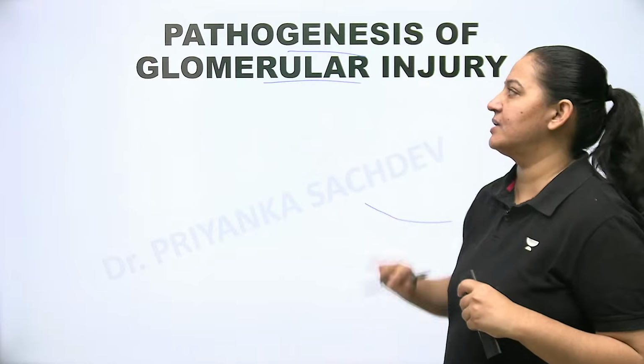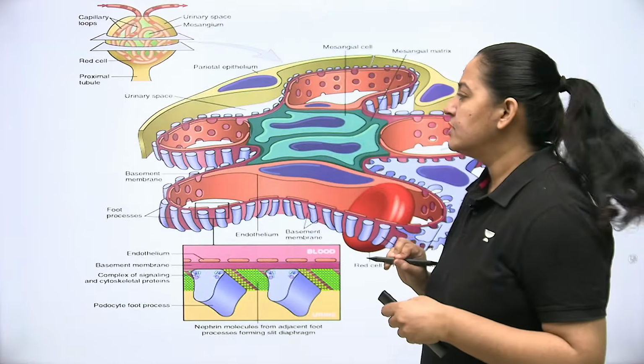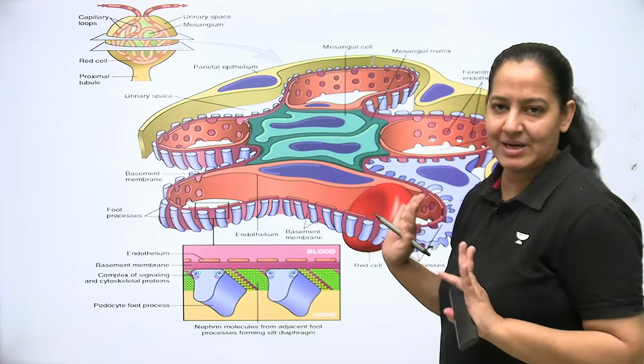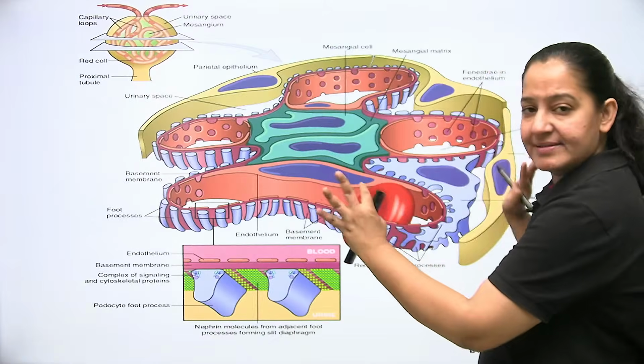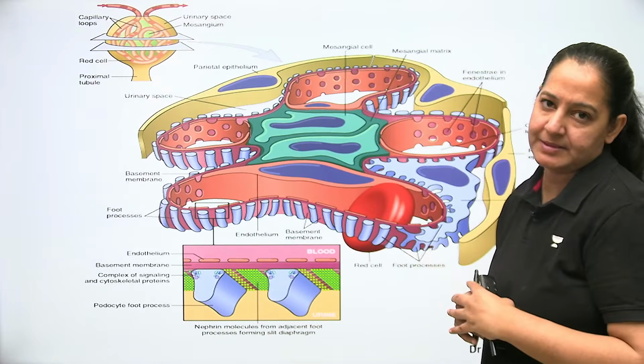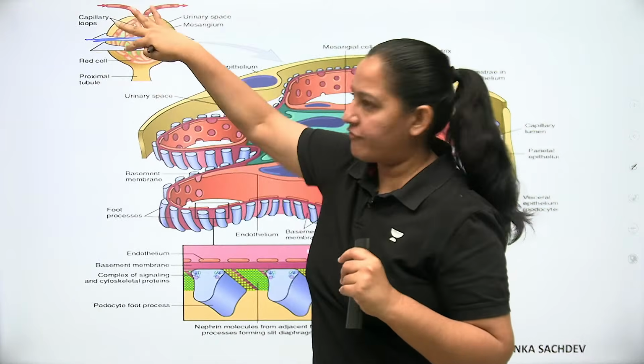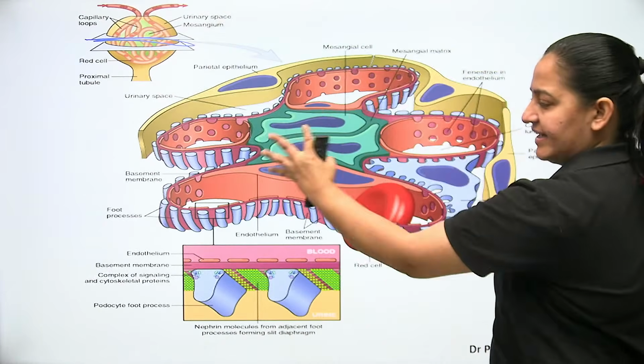That is the pathogenesis of glomerular injury. So there should be some injury to the glomerulus, right? So what is the injury? Now you can understand this diagram. I guess everyone can understand this diagram. Those students who can understand it, give me a thumbs up. In this diagram, you can see we are cutting the glomerulus at this level and looking from above.